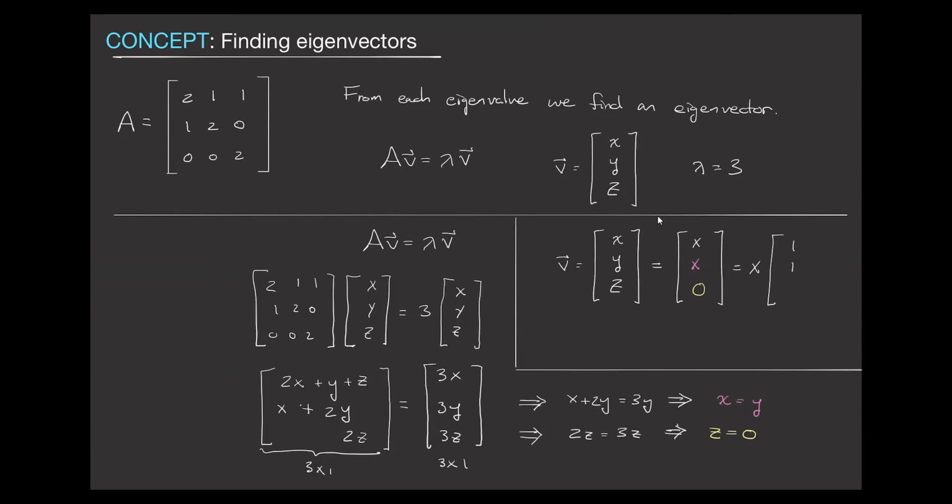And our eigenvector is this vector 1, 1, 0. So this thing is the eigenvector. Now you can actually have other ones. This is just an eigenvector. You could have 2, 2, 0. You could have -3, -3, 0. You could have any multiple of this. So if you take this and multiply it by some real number besides 0, you get another eigenvector also corresponding to lambda equal to 3.